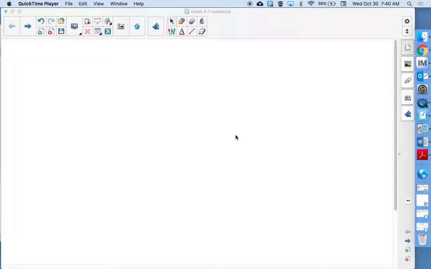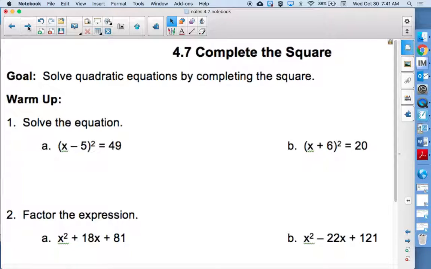In your packet, if you can turn to section 4.7. At the top of 4.7, there are 4 little warm-up problems, just to get you into the thought process as to what we're going to be doing. 2 of them ask you to solve, and the other 2 ask you to factor.